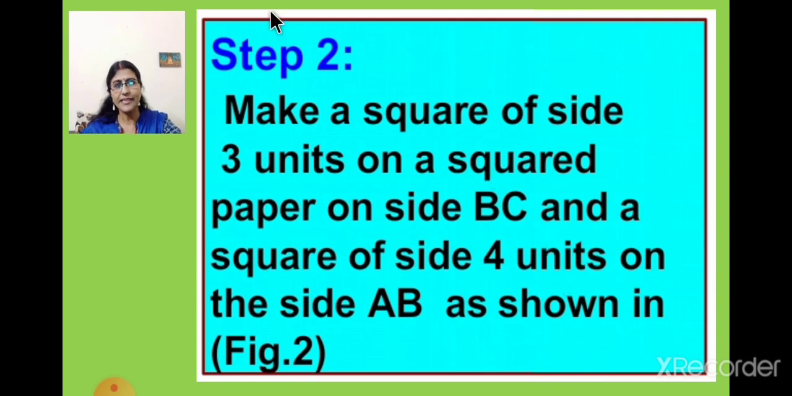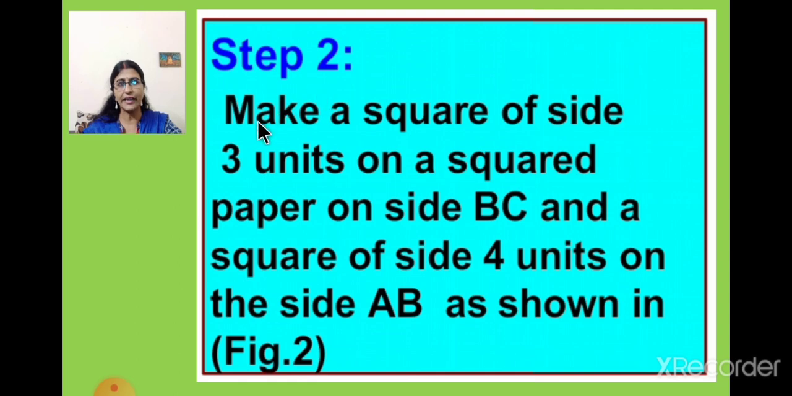Now next step, step 2 in procedure, make a square of side 3 units. Now you people, you have seen I have cut a square. So why are we not cutting a rectangle or any other geometrical figure? We have made a square there. The reason is, according to Pythagoras theorem, the area of the square on the hypotenuse is equal to the sum of the area of the squares on the legs. So that's why we have to make a square.